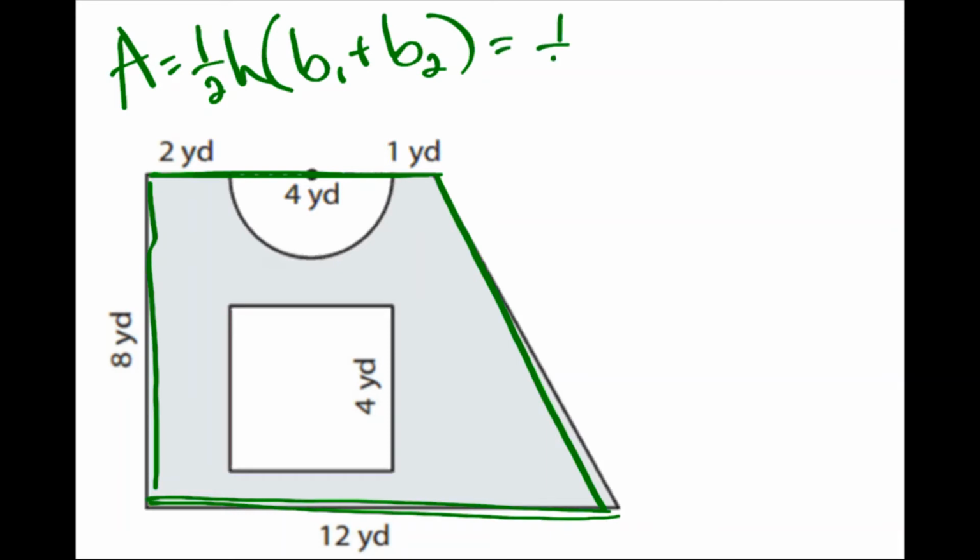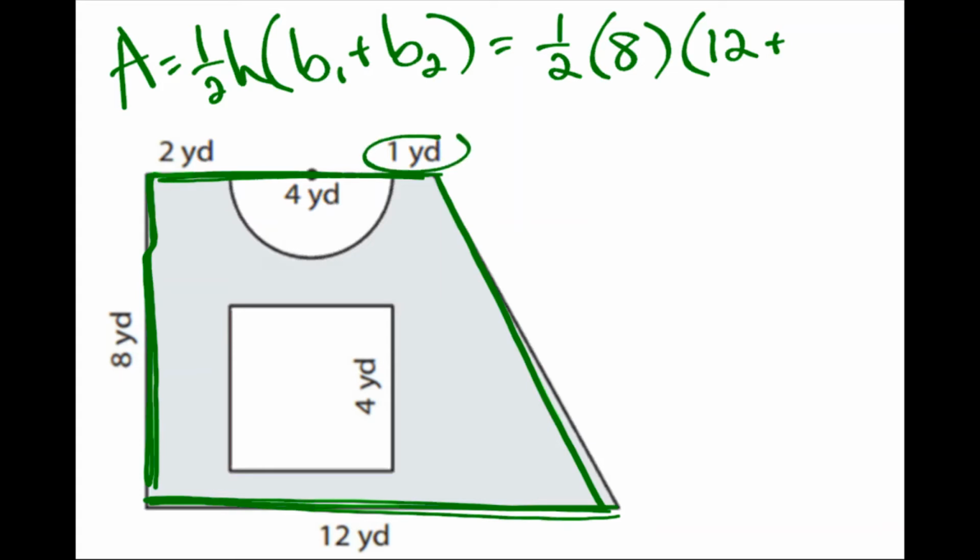So 1/2 times the height here of that trapezoid is 8, times B1, I'm going to use the bottom for that, that's 12, plus B2. That is this whole top. That is these three numbers together. This section is 2, this section is 4, this section is 1. I can add those together for a total of 7.